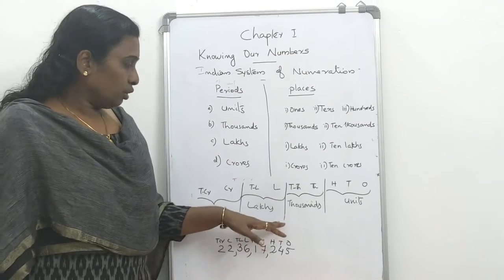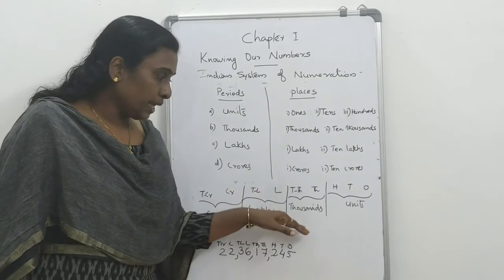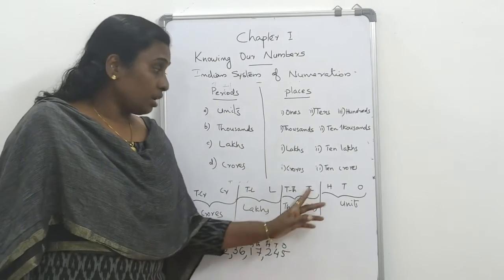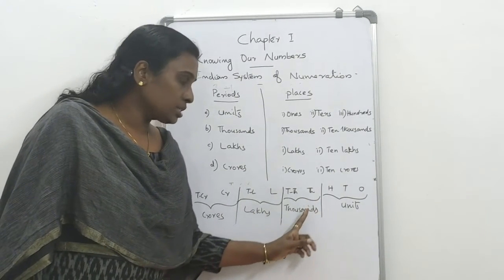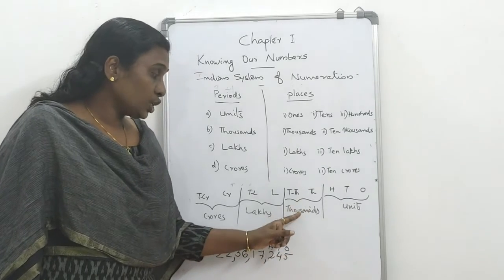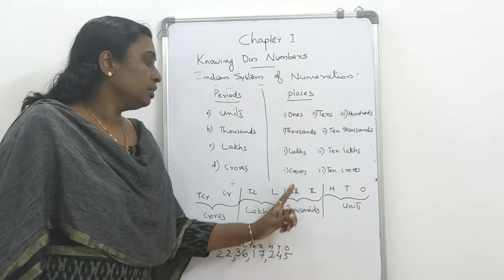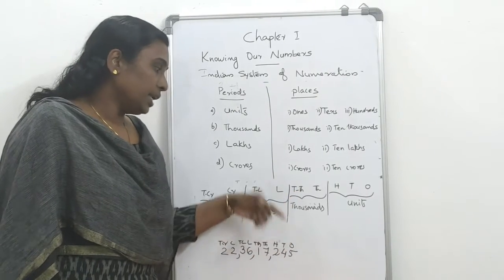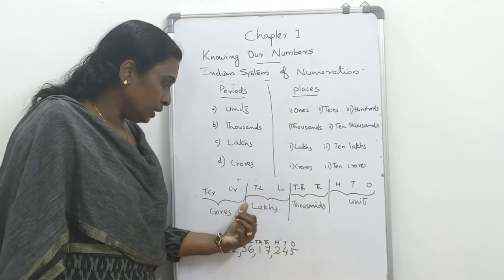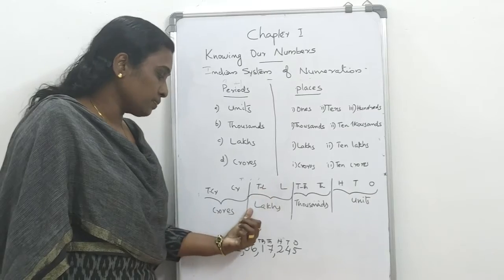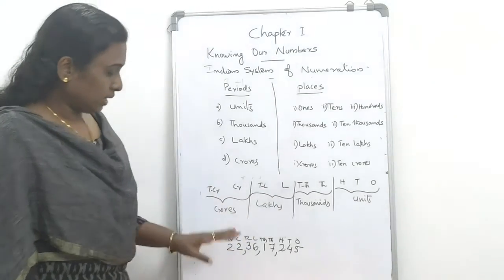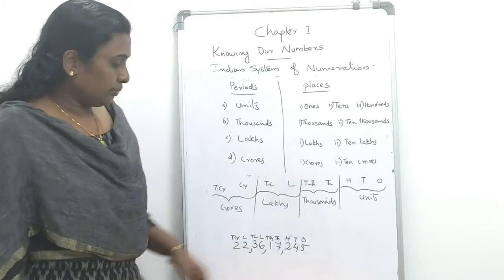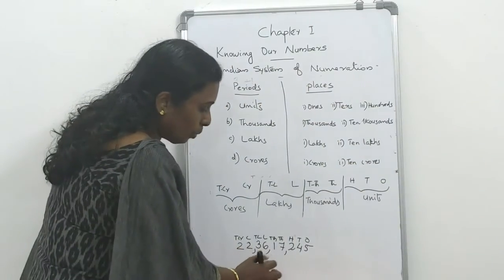Now we are going to study how to place commas. The first comma comes after the hundreds place and marks thousand. The next comma comes 2 digits later, that is after the 10,000 place. The next comma comes again 2 digits later, that is after the 10 lakhs place. Then here there is a 9-digit number. See how commas are placed here.